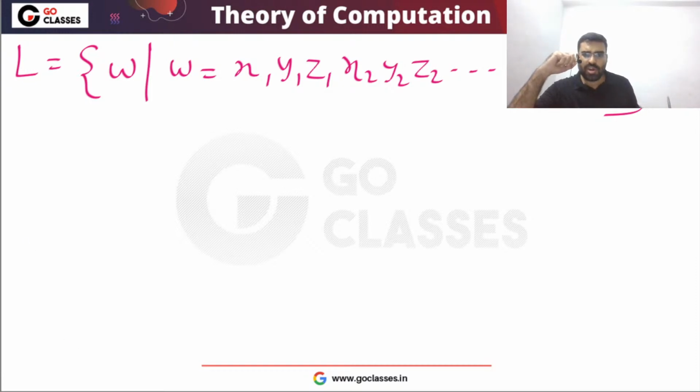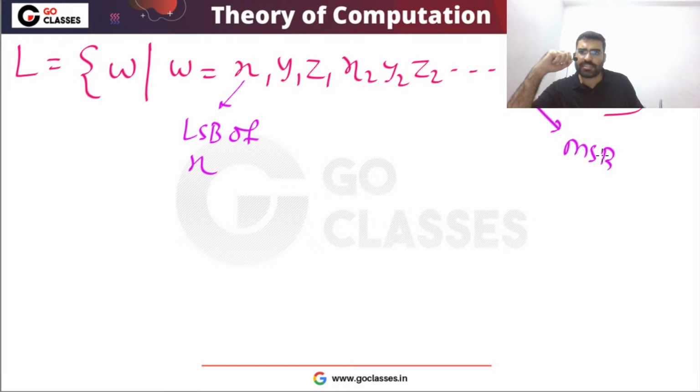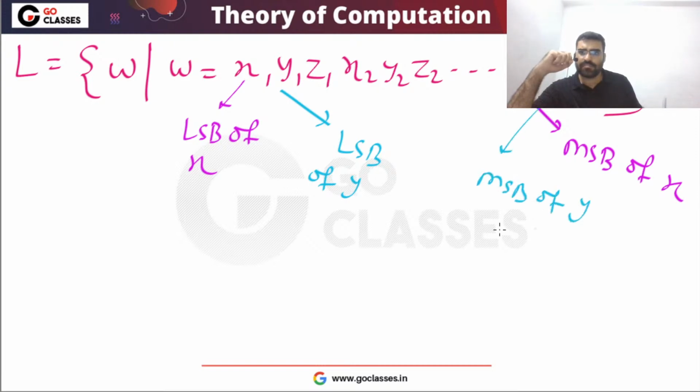So first you understand the language. This is the least significant bit of x, and this is the most significant bit of x. Similarly, this is the least significant bit of y, and this is the most significant bit of y. And similarly, this is the least significant bit of z, and this is the most significant bit of z.